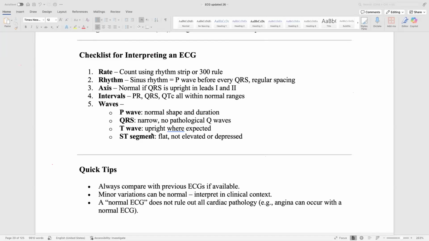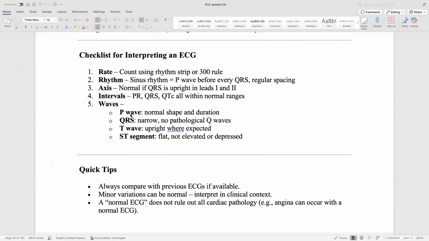Then we will come to the shape of the P wave after we finish the rate and the rhythm and the measurement of the intervals: PR, QRS, QT. This one should be 3 to 5 squares. This one should be 3 squares. This one, we will correct it and then read it. Right.